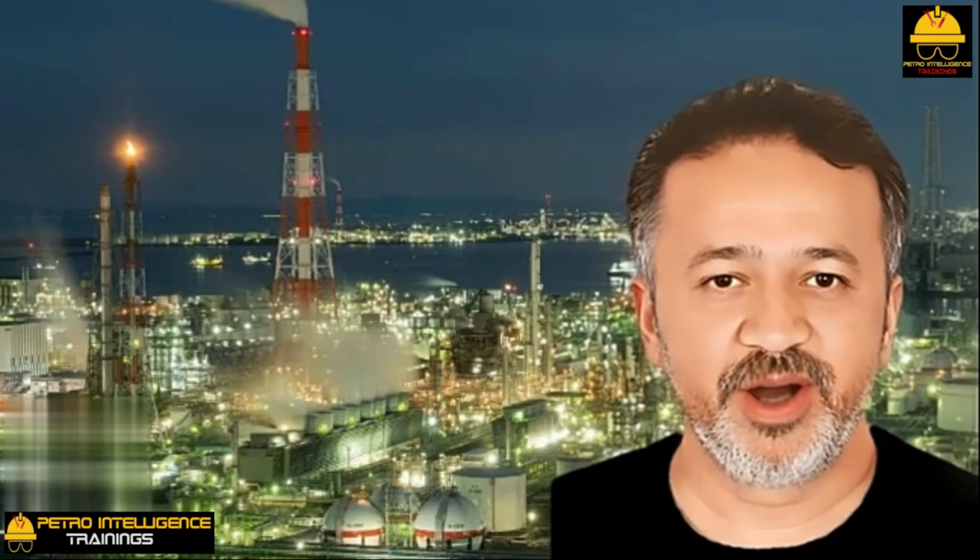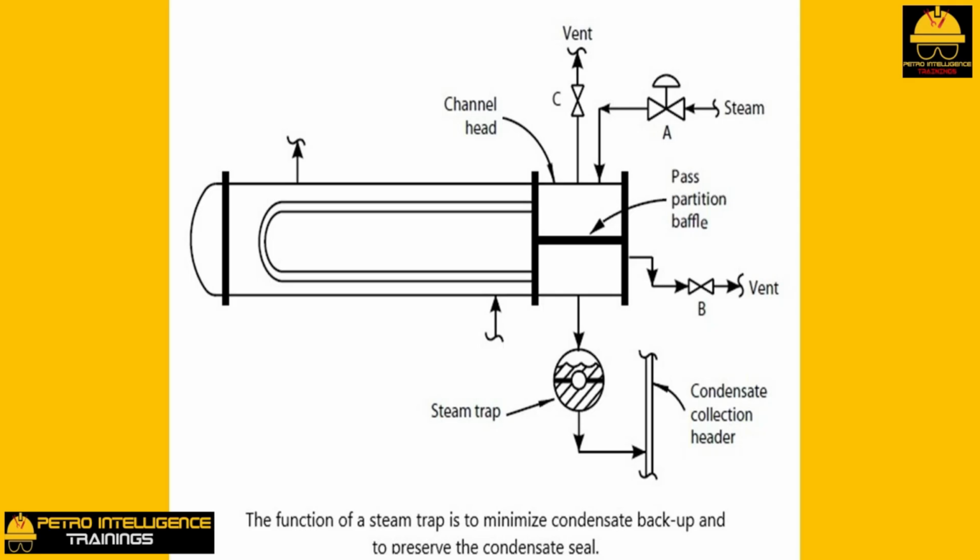Function of the steam trap. The purpose of the steam trap, as shown in this picture, is twofold. 1. To preserve the condensate seal. If steam blows through the outlet drain nozzle on the channel head, the rate of heat transfer will drop dramatically.